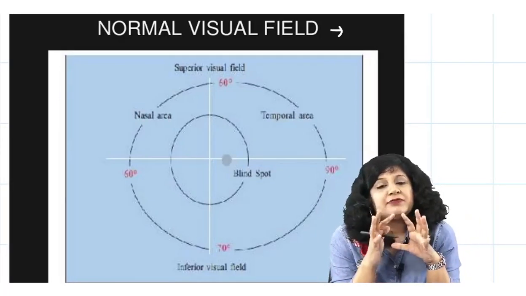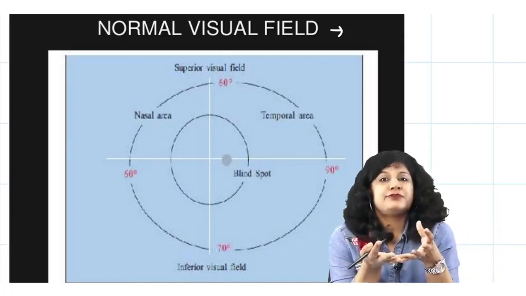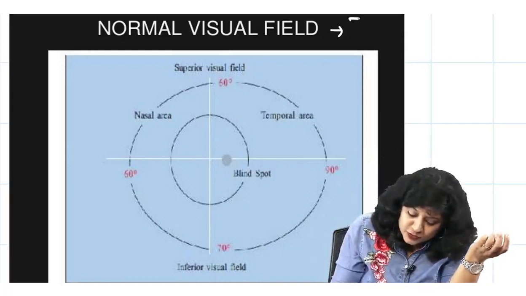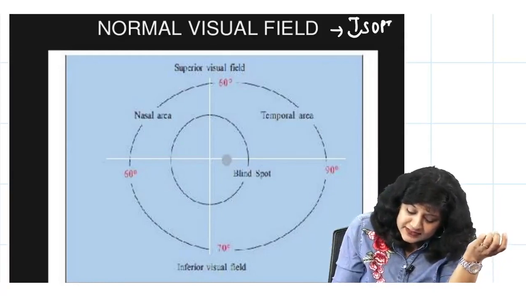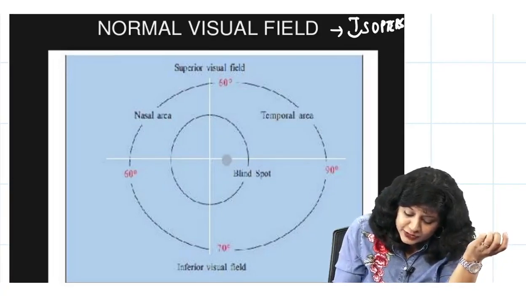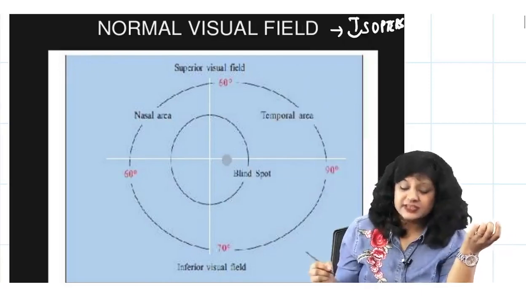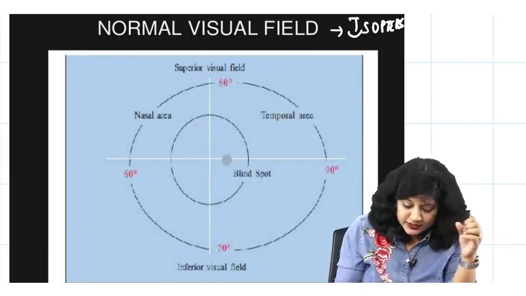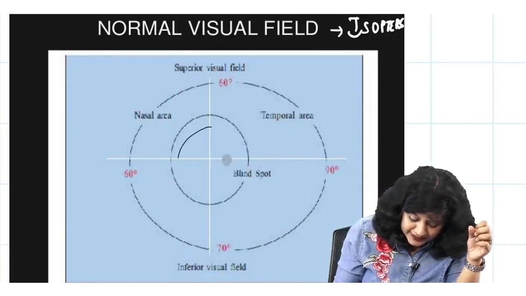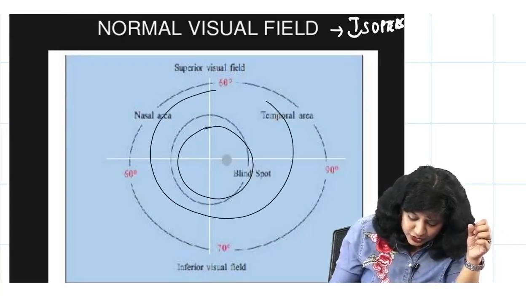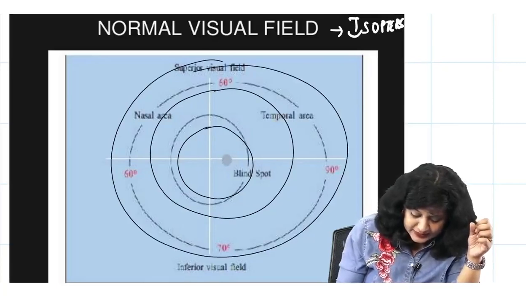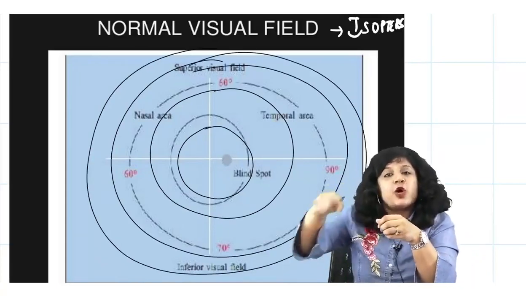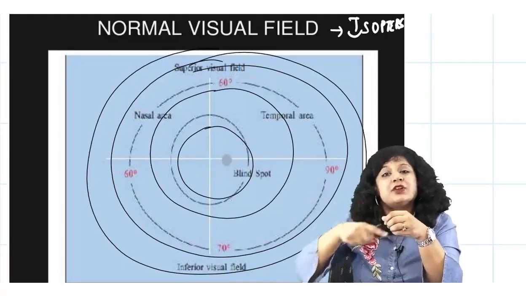So what happens if I talk about a normal visual field? What is actually a normal visual field? Normal visual field is actually present in the form of isopters. So isopters means you have got so many areas in which the visual acuity is present, something like this. So these are called isopters, or isopters of the vision.